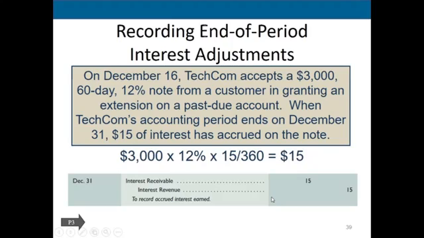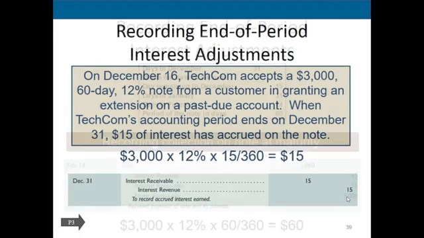Why do we have to worry about this at all? Remember, when the accounting cycle ends, if you have earned revenue, you must recognize it. It's called the revenue recognition principle. Well, December 31 is the end of the accounting cycle. We signed a note on December 16, so 15 days have passed till we get to December 31. And on December 31, we have earned 15 days' worth of interest. How do we figure it out? We take 3,000 times 0.12 times 15 divided by 360, and we hit the equals button. We get $15. Someone now owes us $15 of interest, and we record interest revenue in this accounting period.